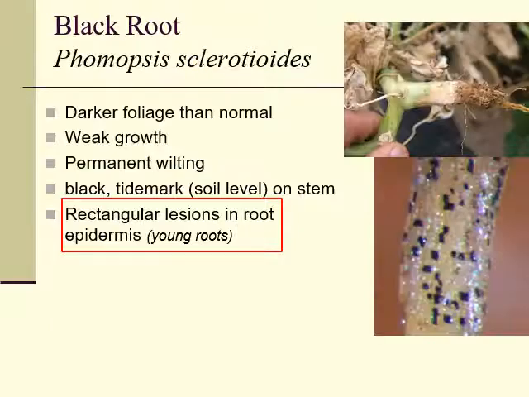Black root is there. This is a nice close-up right over here. You can see sort of how it's rectangular. It's bounded by the actual plant cell. So they grow and then they burst in this direction and release their spores.